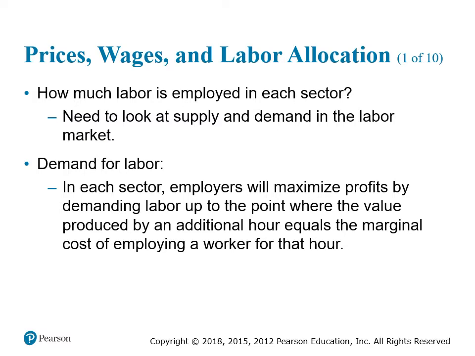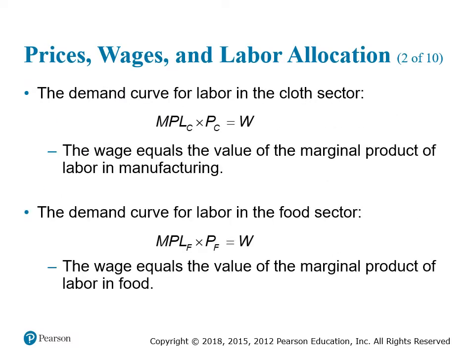So based on the demand for labor, each sector will decide how many people they want to employ. In this slide, the demand curve for labor in the cloth sector is defined. It's the marginal productivity of labor multiplied by the price of cloth. That equals the wage of the labor. It's the same concept that I explained in the previous slide. So the wage equals the value of the marginal product of labor in manufacturing.